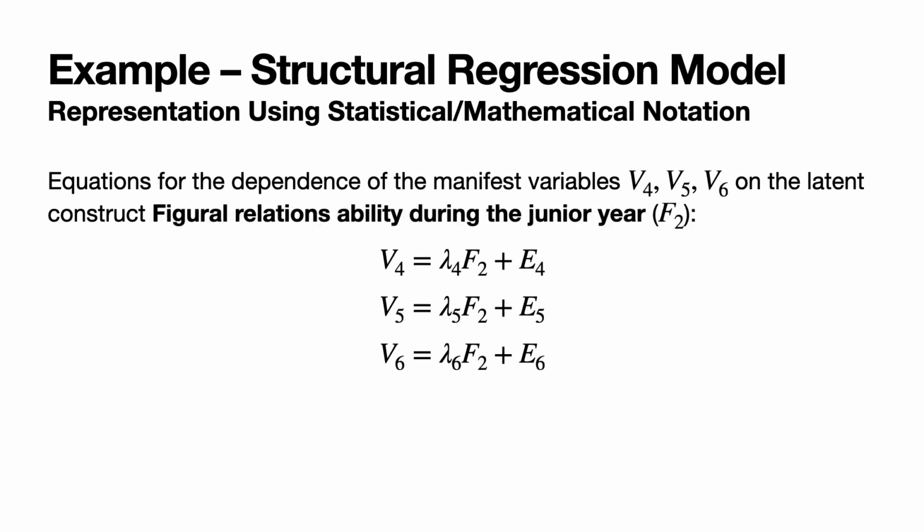Equations for the dependence of the manifest variables V4, V5, and V6 on the latent construct F2, the figural relations ability during the junior year, are as follows. V4 is equal to lambda 4 times F2 plus E4. V5 is equal to lambda 5 times F2 plus E5. And V6 is equal to lambda 6 times F2 plus E6.